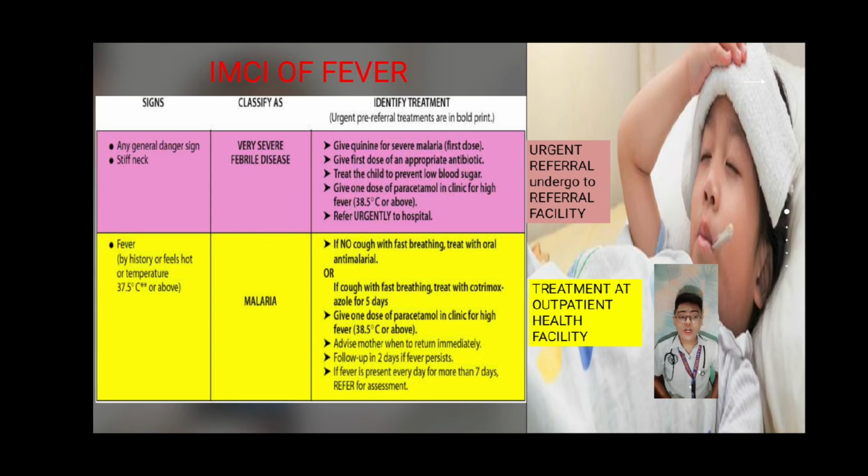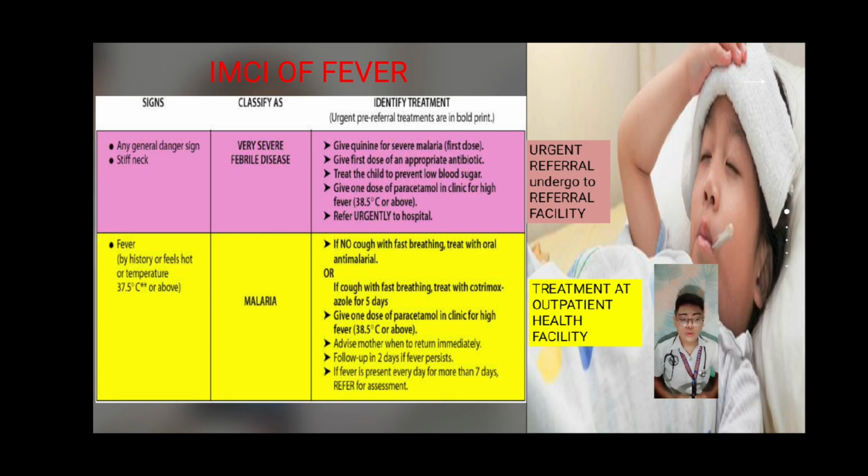In the yellow color, it is treatment at outpatient health facility. So for signs is fever by history or feels hot or temperature 37.5 Celsius or above. It is classified as malaria, and identified treatment is: if no cough with fast breathing, treat with oral anti-malarial, or if cough with fast breathing, treat with cotrimoxazole for 5 days, and give 1 dose of paracetamol in clinic for high fever, 38.5 Celsius or above.